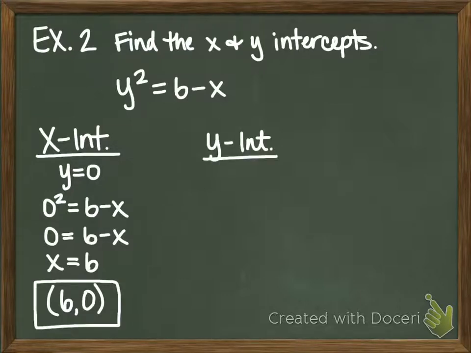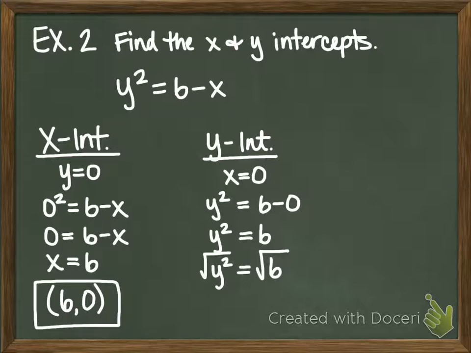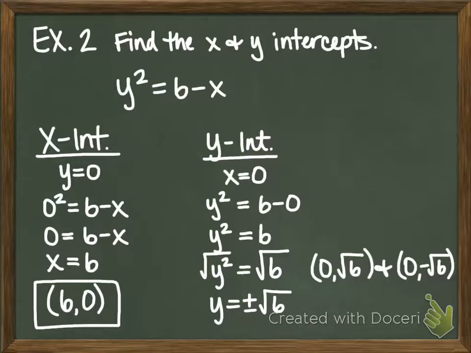Now for the y-intercept, I'm going to plug in 0 for x. So y squared equals 6 minus 0, which is y squared equals 6. Now to get y by itself, I take the square root. So remember, anytime you take the square root of a number, it's the positive and negative square root. So y equals positive and negative square root of 6, which will give us 2 y-intercepts: (0, square root of 6) and (0, negative square root of 6). So I actually have 2 y-intercepts.